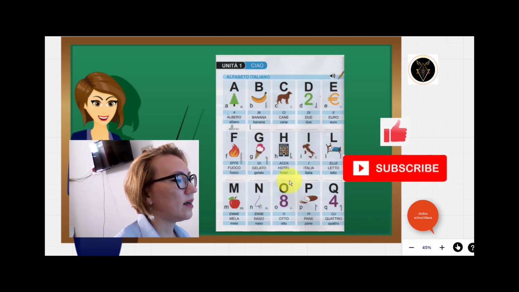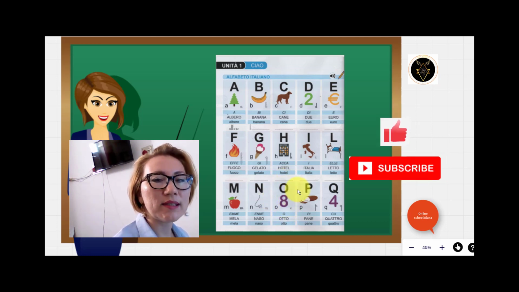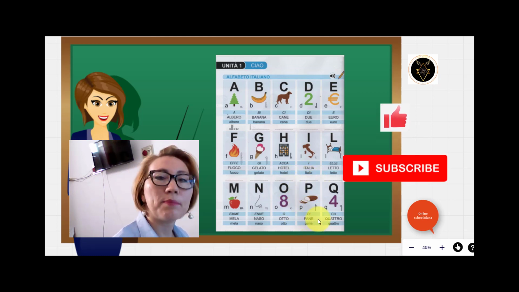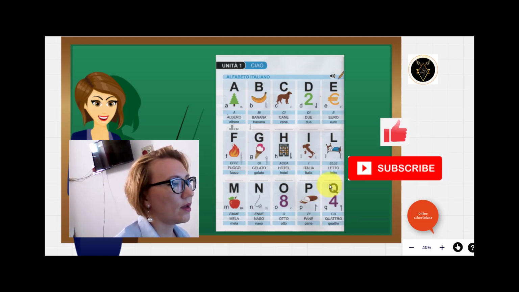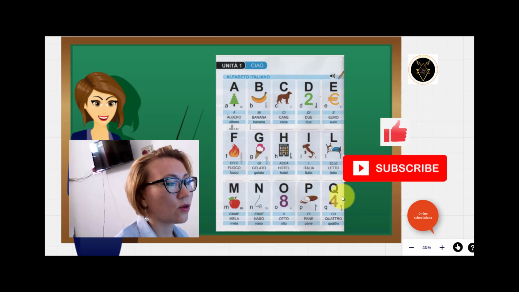Letter O, example is otto, that means number 8, otto. P, and the example is pane, that means bread. The last letter for today is Q, and the example is quattro, and that means number 4.